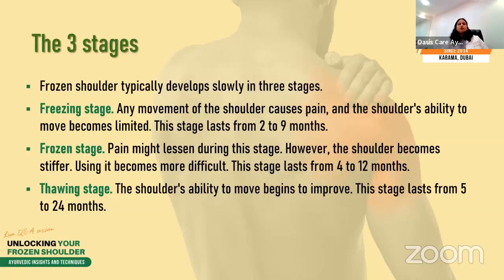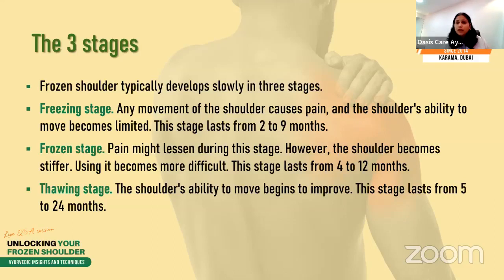The frozen shoulder typically develops slowly in 3 stages, as I said. Now we are going to see the first, freezing stage. Any movement in the shoulder will cause pain in the first stage of the freezing phase, and the shoulder becomes limited in action in this stage. Then some patients will say, "Doctor, since 2 months to 9 months, this kind of pain is already there, and the pain is always dull, and in any kind of movement I am having the pain." So this will be the first stage, we can say.